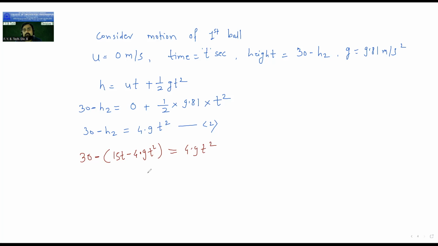Is it right? Okay. So here it is 30. This is minus 15t. Then this is plus 4.9 t square, which is equal to 4.9 t square. So this will get cancelled. This is also cancelled. So t is equal to how much? 2 seconds. So the answer is 2 seconds.